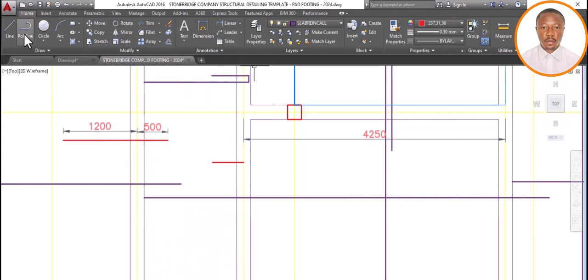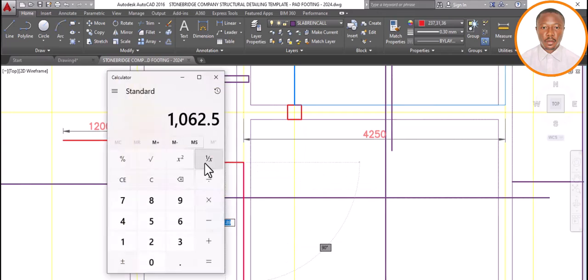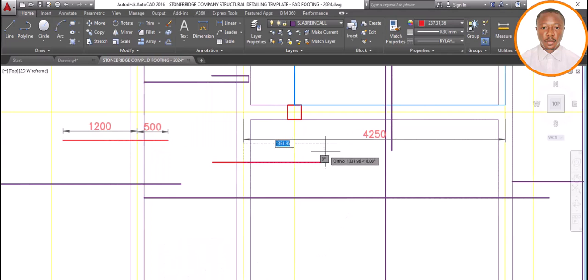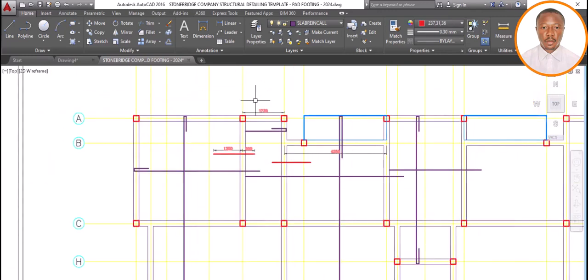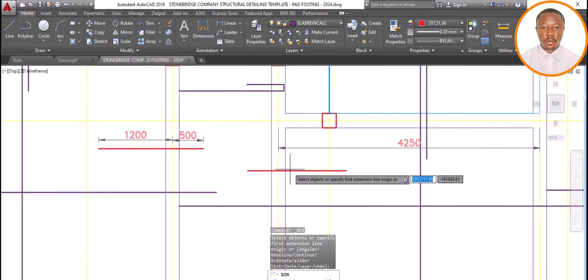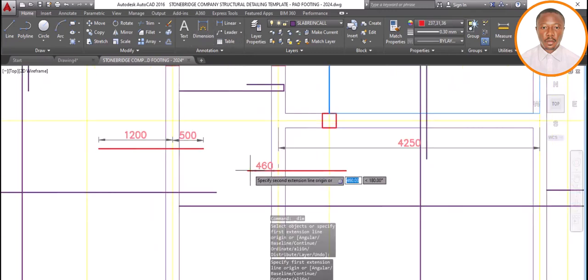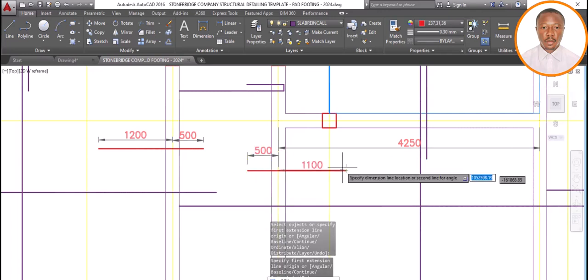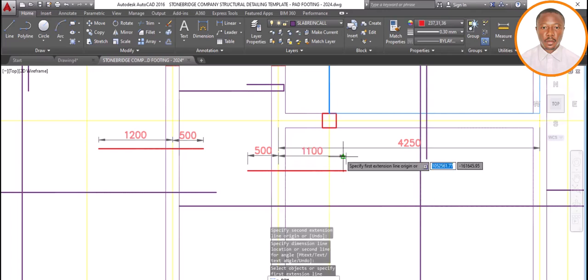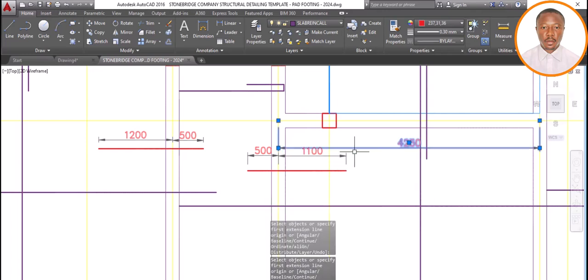What I explained earlier. I pick my reinforcement and then I come here. I put 1,000. What do I have? Okay, that's 1,100. Enter. So I have this, 1,100. I also pick my dimension to tell the engineer at the site that the top reinforcement into each of the slab is so dimension, so amount, which is 1,100.